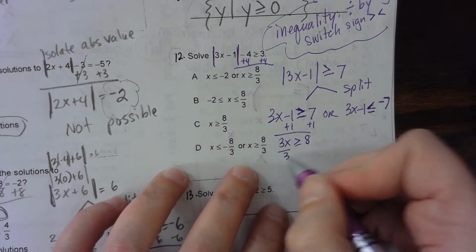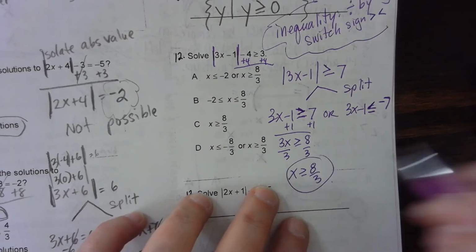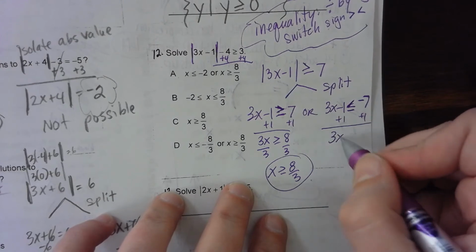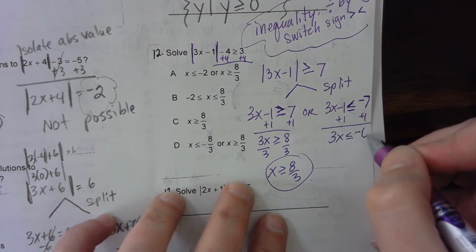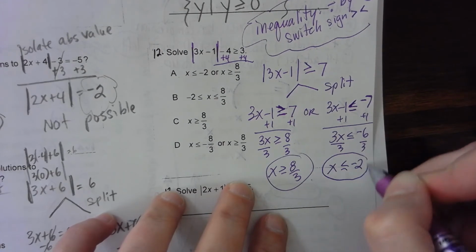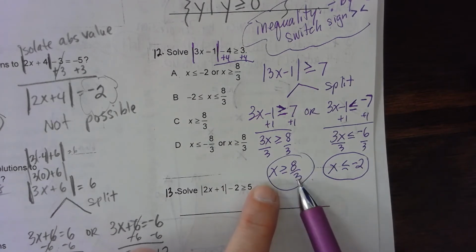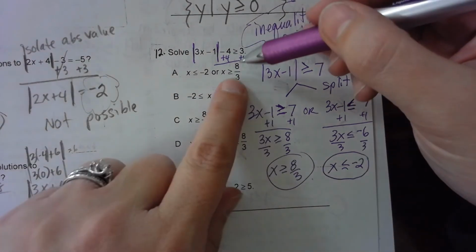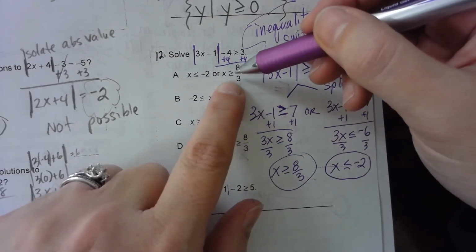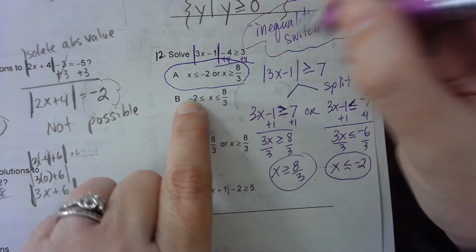7 plus 1 is 8. Divided by 3. So x is greater or equal to 8/3. Do the same thing over here. Plus 1. Negative 6. X is less or equal to negative 2. Okay, so x is bigger than or equal to 8/3, which matches this. Not this. This is less. So this is okay. X is less or equal to negative 2.